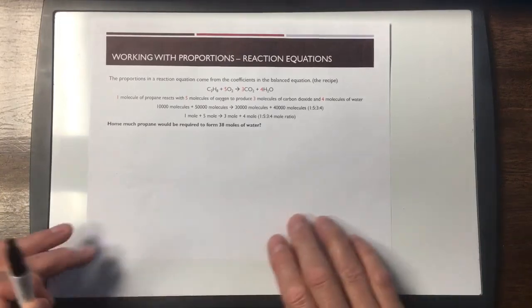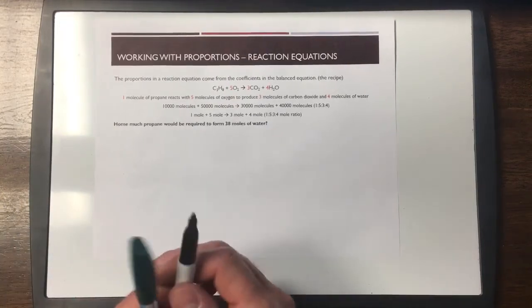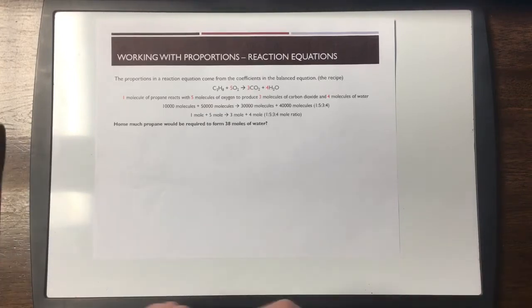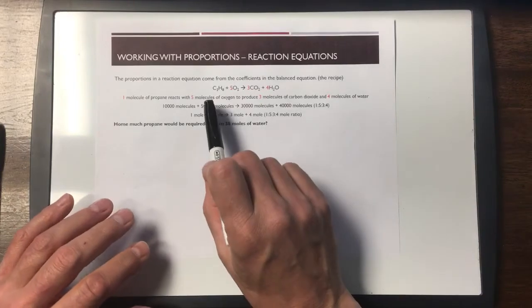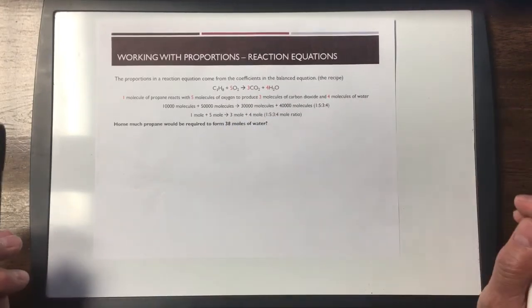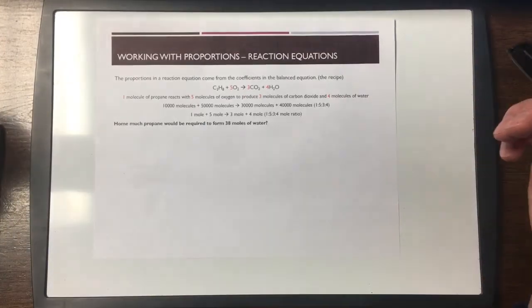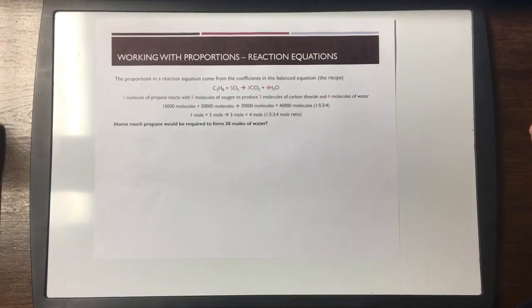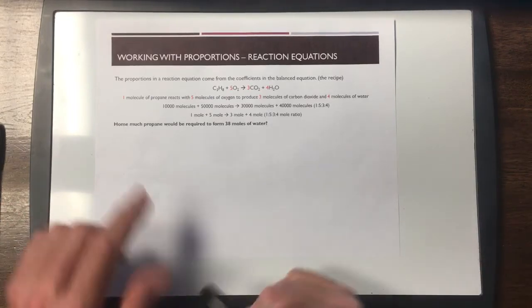Here's the other question that was in the PowerPoint. This deals with, obviously, now chemistry. We're looking at, once again, proportions. This is a combustion reaction between propane in the presence of oxygen, complete combustion, which forms carbon dioxide and water. The whole idea of a balanced chemical reaction equation is it tells us the proportions of all of our reactants and products for a proper chemical reaction.